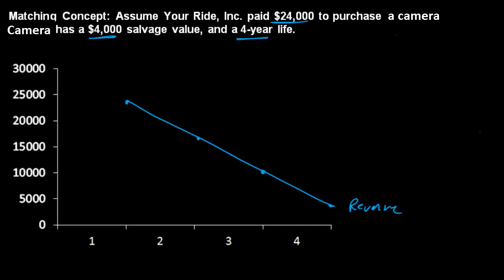So let's just say that this camera costs $24,000. Let's assume that it still has a $4,000 salvage, and let's still assume that it's only going to be useful to us for 4 years. So what I'm going to do is use an accelerated depreciation method. And the accelerated method we're going to use is called double-declining balance. So we're going to depreciate this camera using the double-declining balance method. So let's look at how that works.